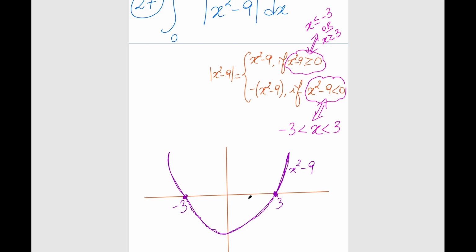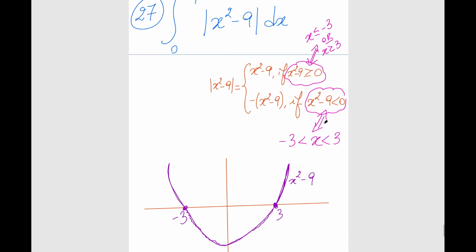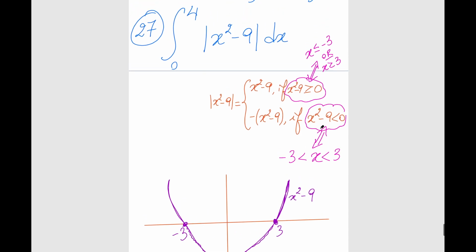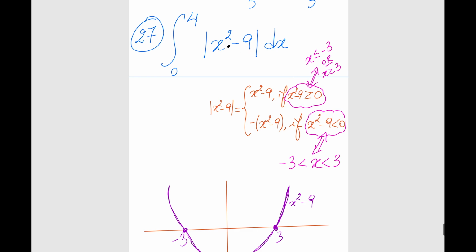And this is when x is between minus 3 and 3, right? This is what I wrote. Make sense? All right, so now we have some insight into this. What do we need? We need to integrate that function from 0 to 4. And between 0 and 4, 3 is between 0 and 4, right?